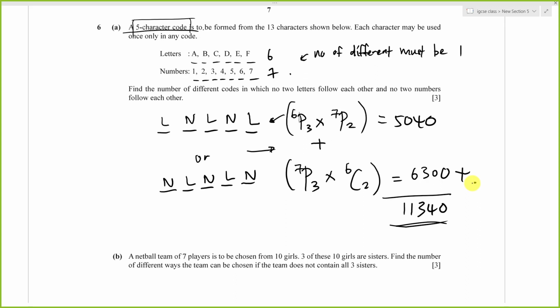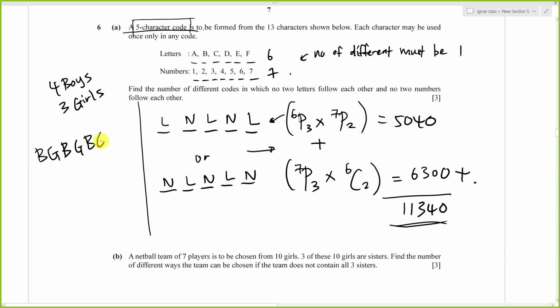Let me just explain slightly further, just in case you're a bit confused. For a question like this, normally they prefer something like you have 4 boys and 3 girls, and you want to sit in a row, and boy and girl must not sit together. So normally we will do boy, girl, boy, girl, boy, girl, and boy, right? And then I want to arrange them. These 4 boys can place among themselves 4 factorial times 3 factorial, because the 3 girls can place among themselves. This is the reason why just now I straight away did 6 factorial times 7 factorial.